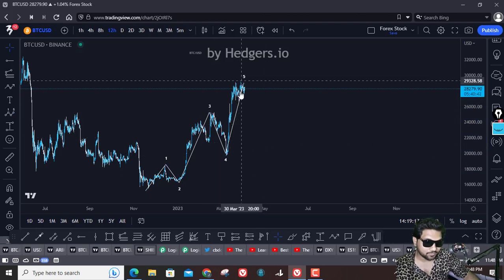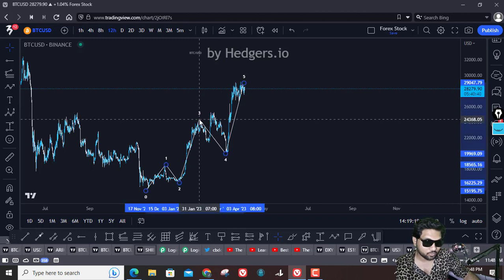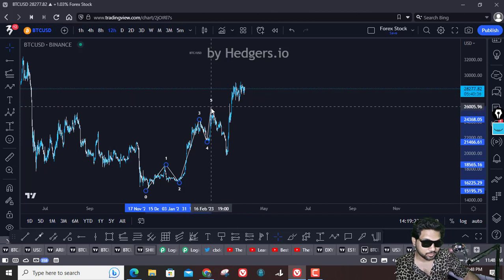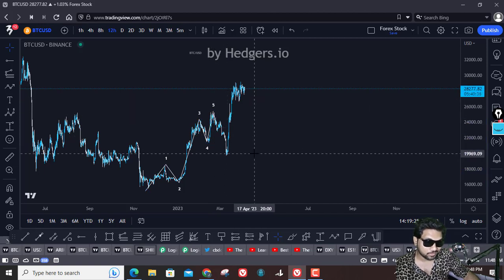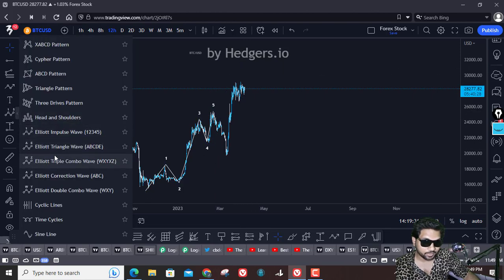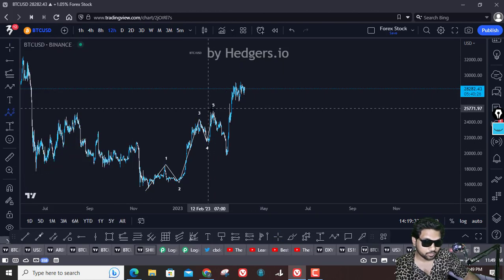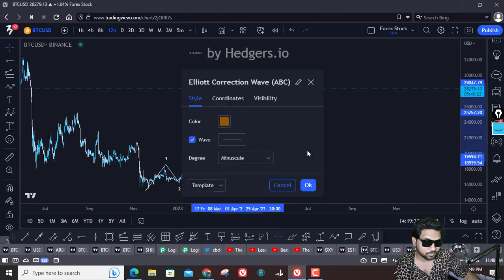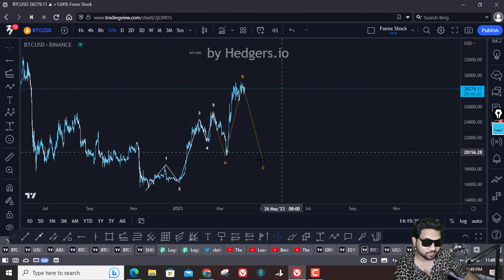Why am I counting this as 5? Because some people are saying that it could be 5 like this. You see, this is also valid. This is also valid, but the B wave, if this is the B wave like this, then it is valid.